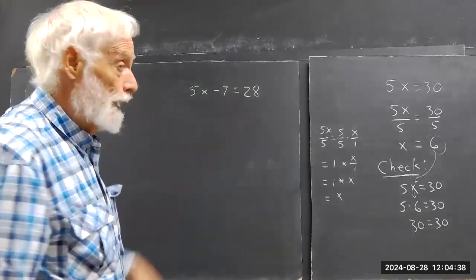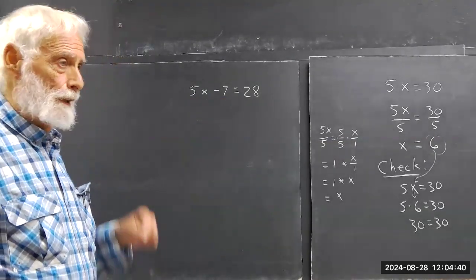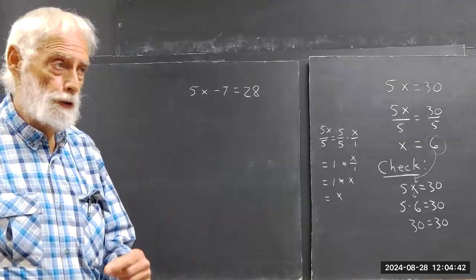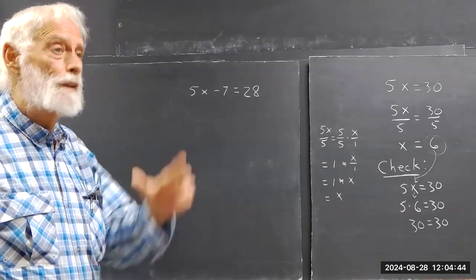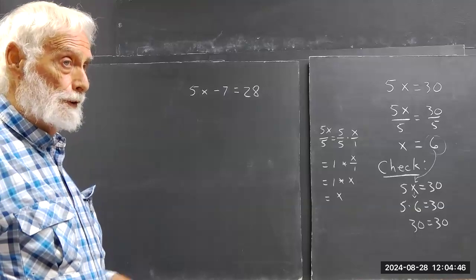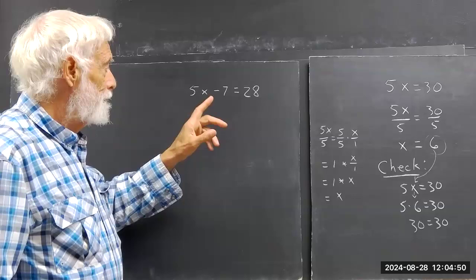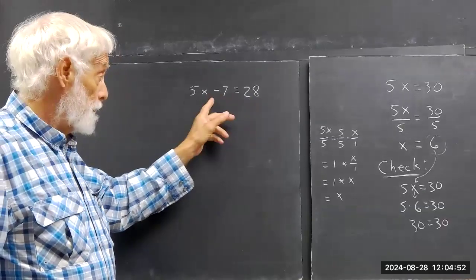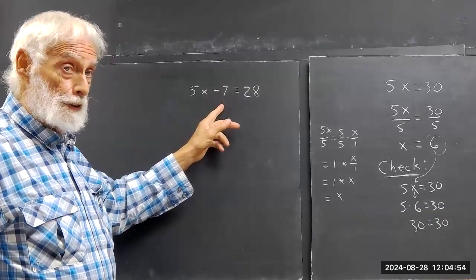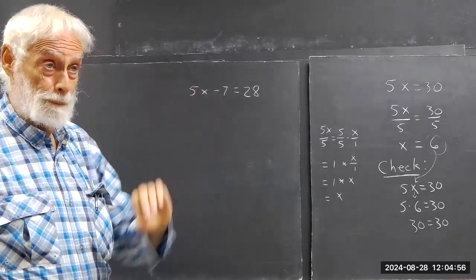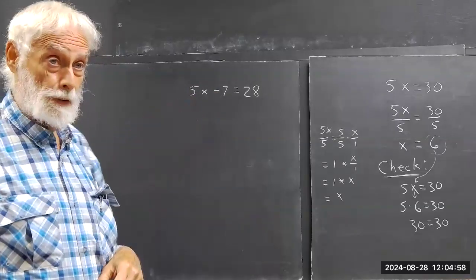Okay, so we got this. Now, what's the operation we're going to use first? You've got a couple of choices. You could add 7 to both sides. We've got a minus 7 here. If I add a 7 to a minus 7, I get 0. And that would leave me just 5x.